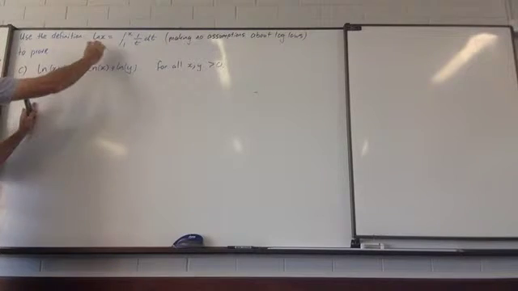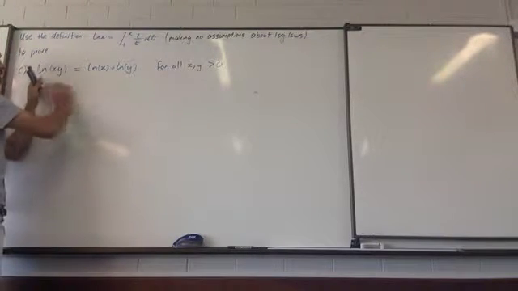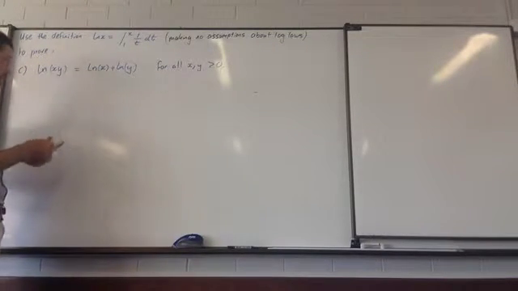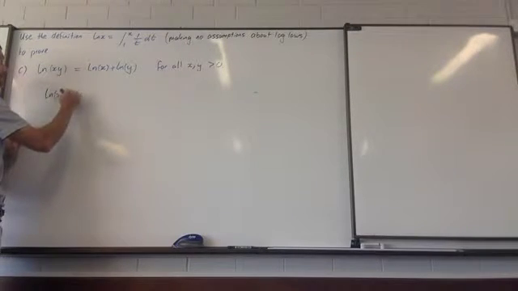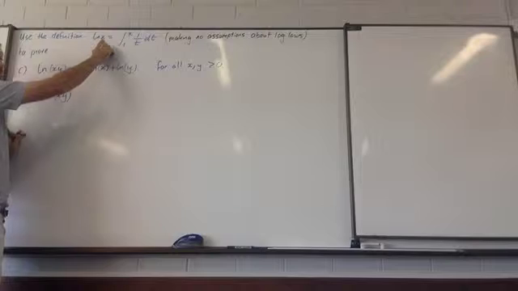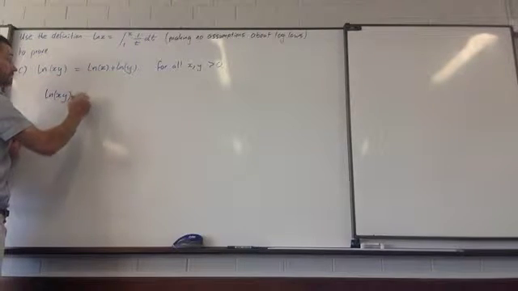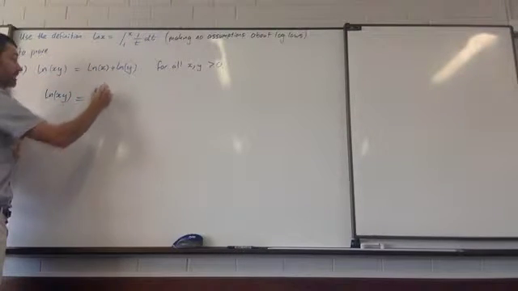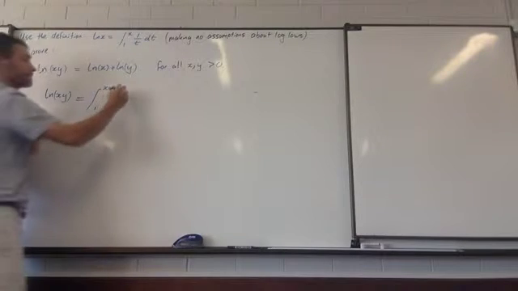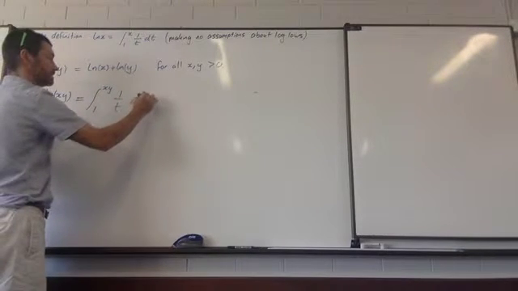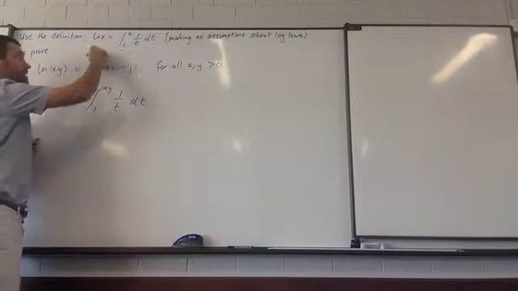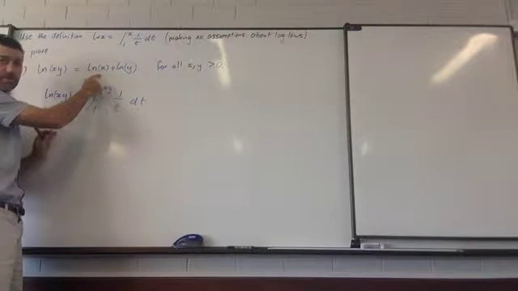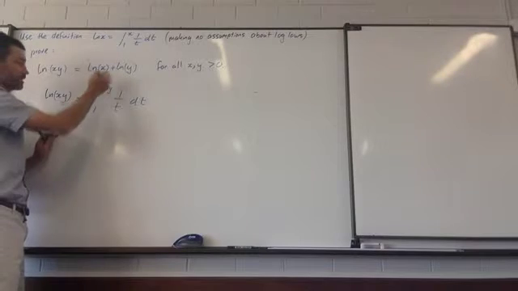So we're going to use this definition to prove this log rule. We can start off with natural log of xy and just use this definition with xy instead of x. So we've got the integral between 1 and xy of 1 over t dt. Here comes a little trick, I guess, because we want to generate a natural log of x here.